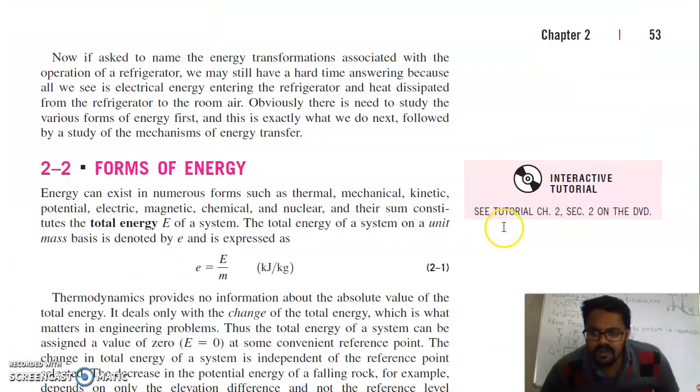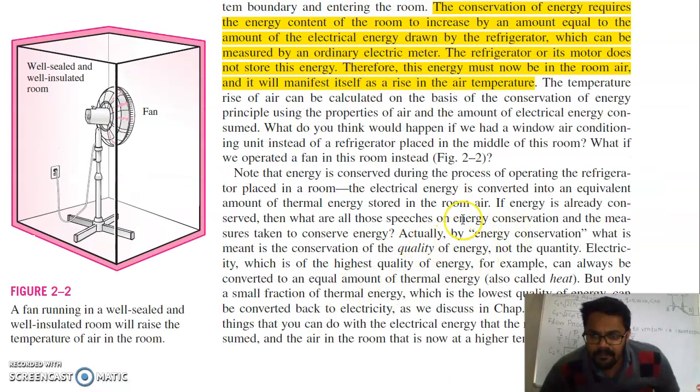One thing more to be noted, that by energy conversion what is meant is the conservation of the quantity of energy, not the quality. Electricity is the highest quality of energy, a high grade energy, and on the other hand thermal energy, which is a conversion of electrical energy into heat energy, is a low grade energy.